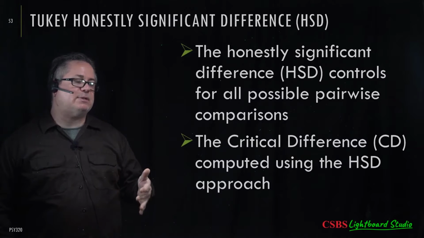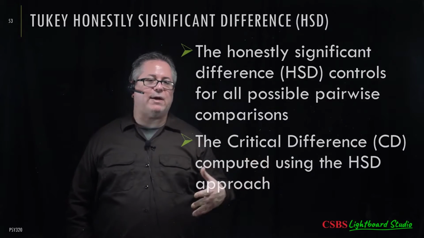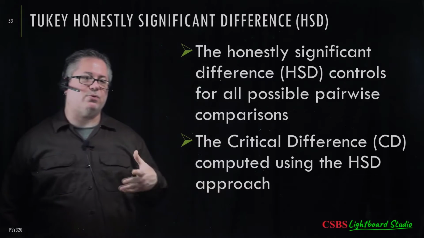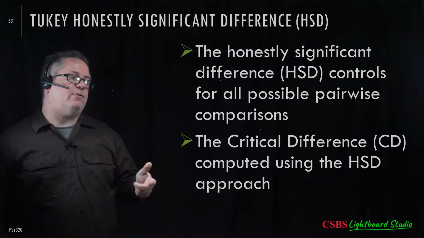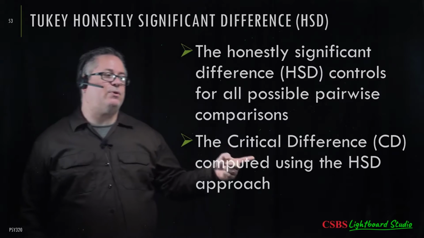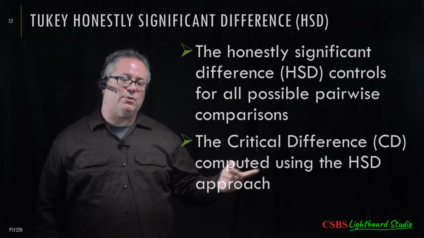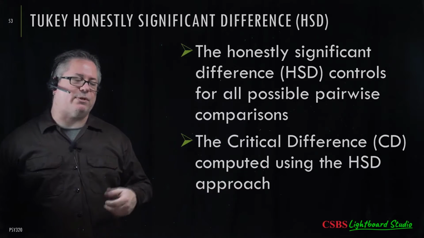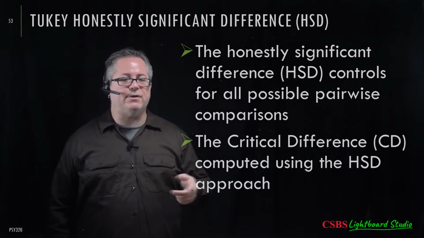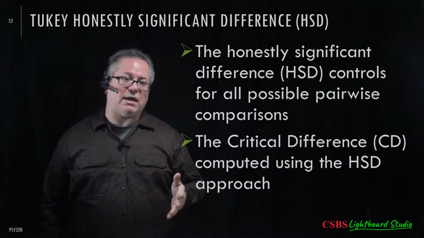And what it does is it actually creates a critical difference, which is sort of like a critical value. All you have to do is subtract the means between your groups and compare it to that critical difference. If your mean difference is larger than the critical difference, then those groups are significantly different. If it is not larger, then those two groups are not significantly different.